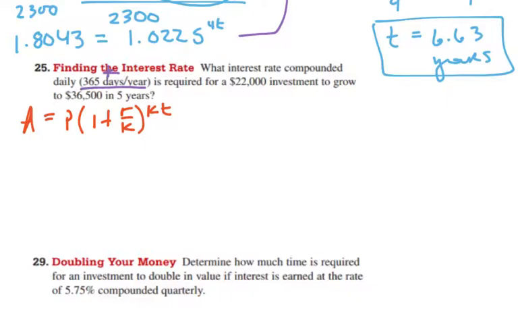Oh no, sorry, this is our investment, so P, because who doesn't just have 22,000 sitting around? And then our A value is going to be this 36, because that's what they want it to get to in 5 years, so that's going to be our T. Okay, so filling this in, A is going to be 36,500. Our P is going to be 22,000. And then that's going to be multiplied by 1 plus our rate.